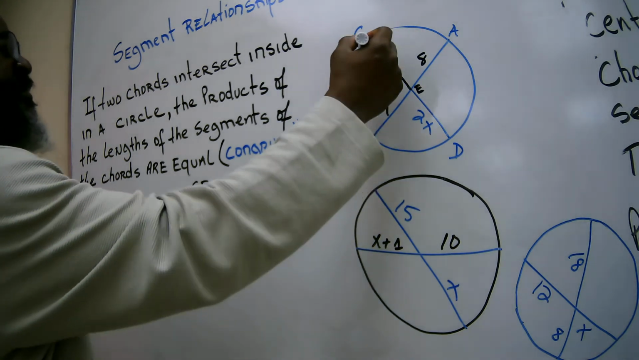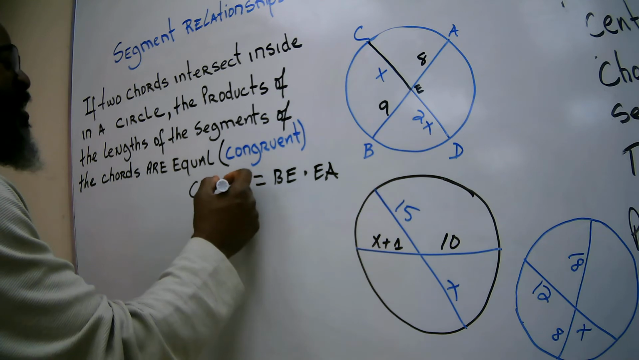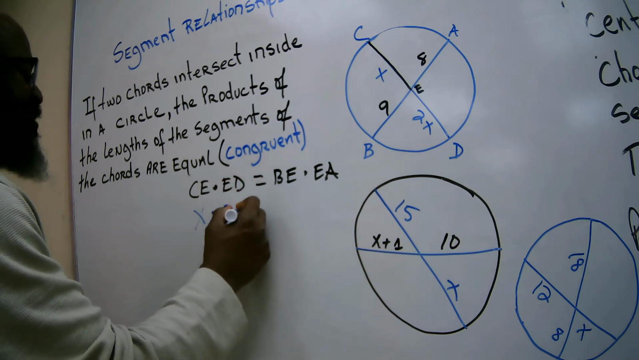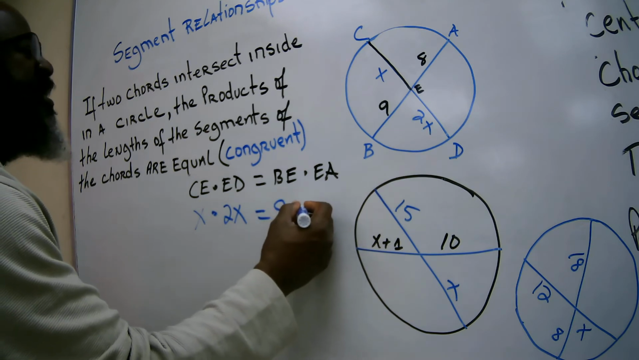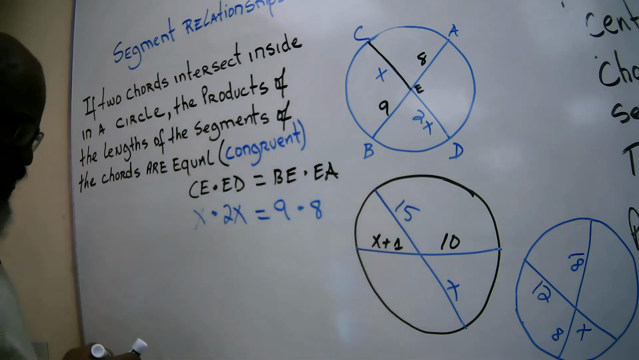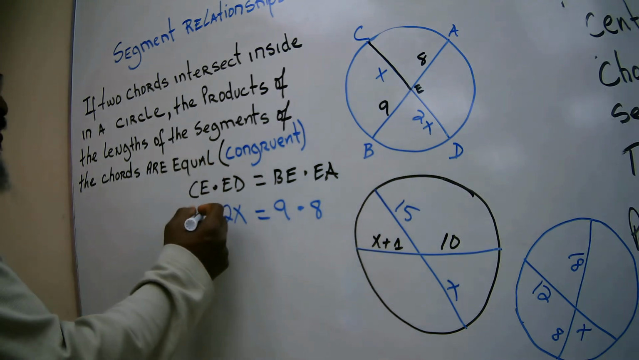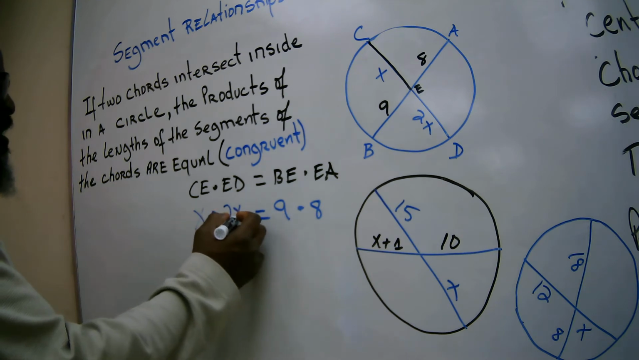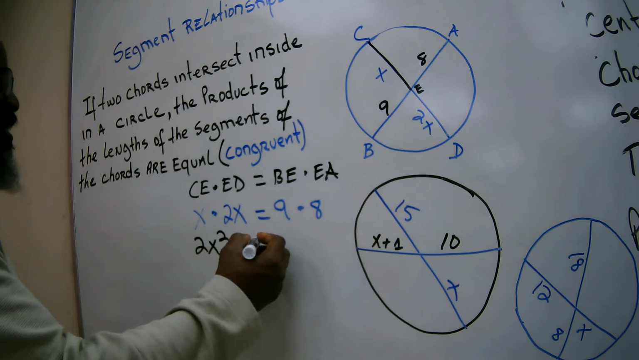In this case, CE is X, replace X for CE, times ED, which is 2X, should equal BE, which is 9, times EA, which is 8. Now you have substituted the expression in this, then you have to compute the equation. That would be X times 2X is 2X squared, and 8 times 9 is 72.